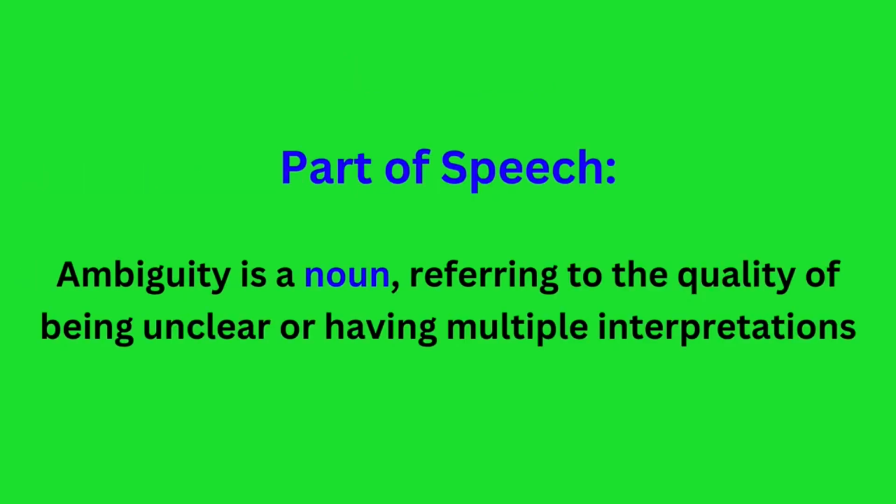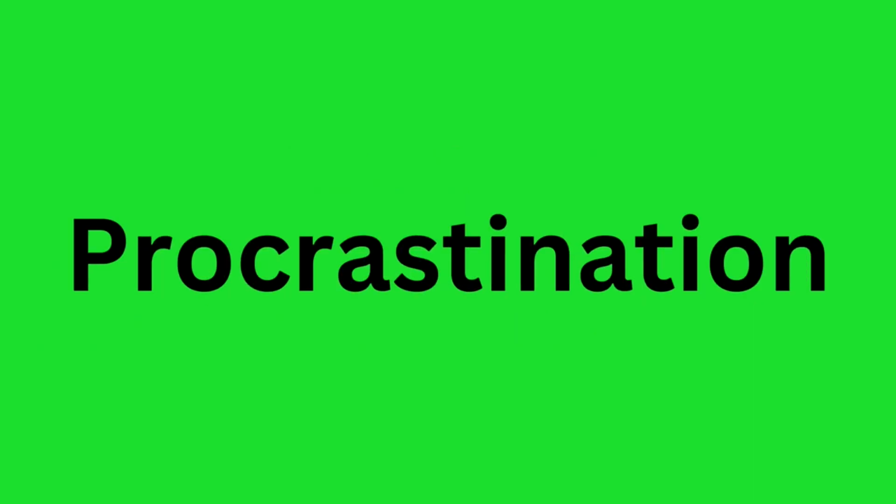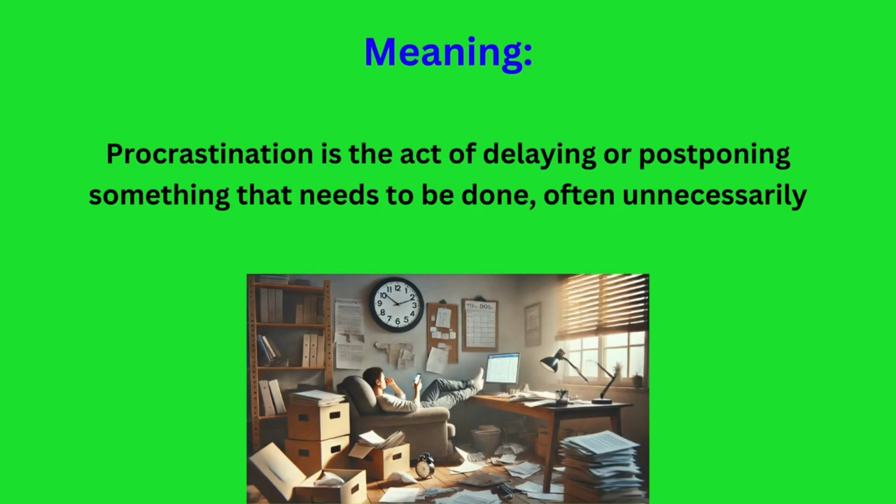Part of speech: ambiguity is a noun referring to the quality of being unclear or having multiple interpretations. Procrastination. Now repeat after me. Procrastination. Meaning: procrastination is the act of delaying or postponing something that needs to be done, often unnecessarily.